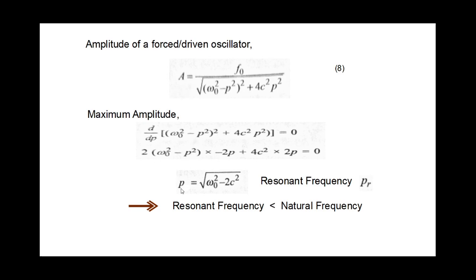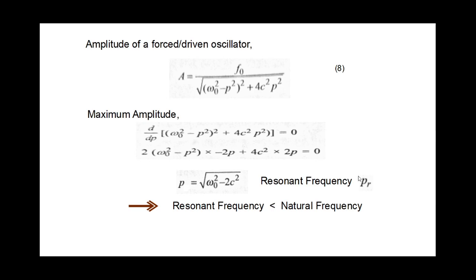when A is a maximum, P equals the square root of omega 0 square minus 2C square. That is, at the resonant frequency, when P equals PR equals root of omega 0 square minus 2C square, the amplitude of the forced oscillator is maximum. From this expression, it is clear that the resonant frequency PR is less than the natural frequency omega 0, since 2C square is subtracted from omega 0 square.